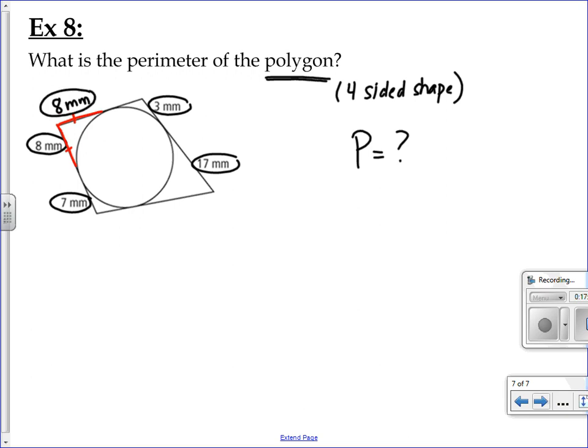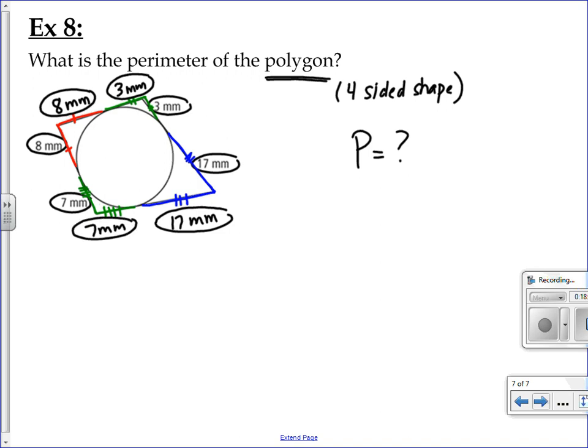Let's look at the other corner. Again, I have 2 tangents. They're going to be congruent. So this is going to be 3 millimeters. You basically just continue this all the way around the polygon. So I've got more tangents here. So this is going to be 17 millimeters. And then last but not least, I'll just do this in green. I've got some more tangents. So that is going to be 7 millimeters.